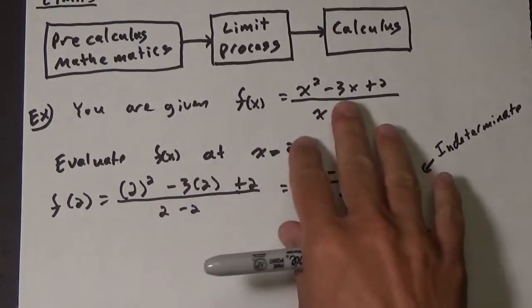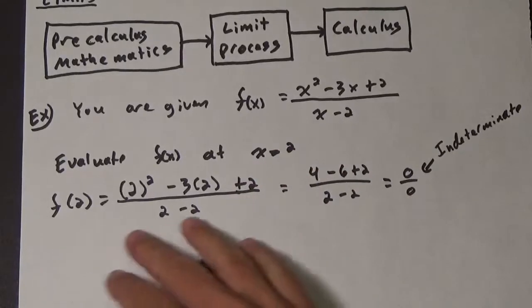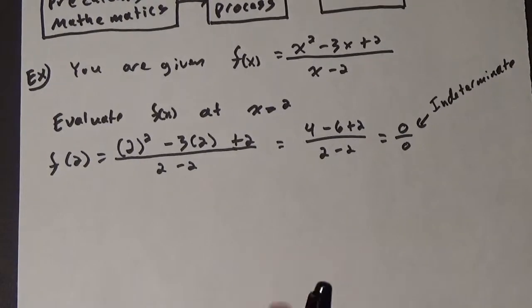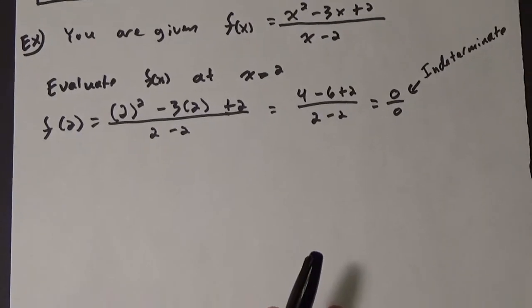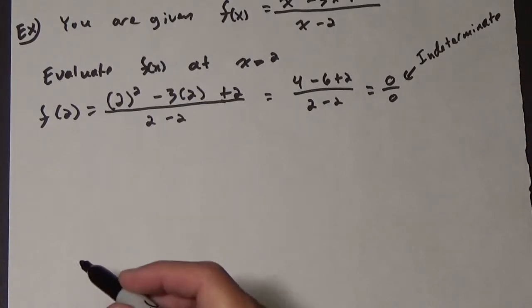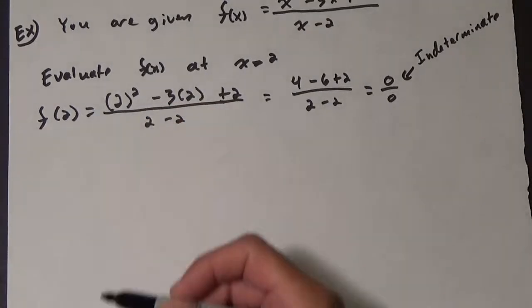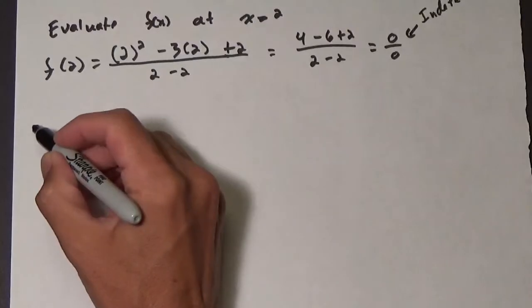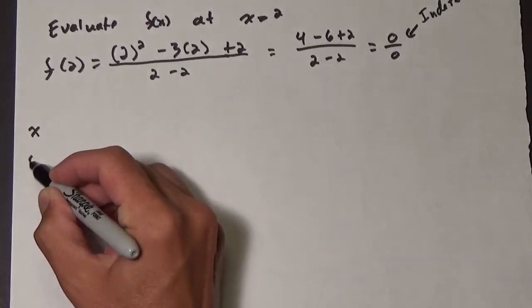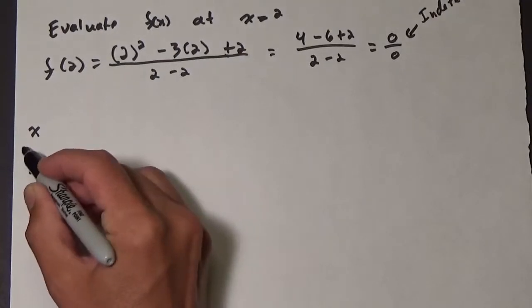Alright, so we have our function, we evaluate it at 2. At 2, it doesn't exist, it's indeterminate. Now let's concentrate around this value 2 and see how this function is behaving. Let's make a little chart. We're going to have x, and we're going to have f of x.